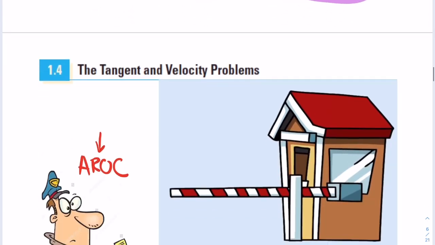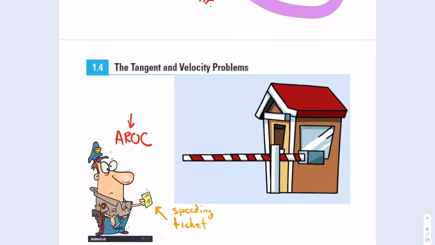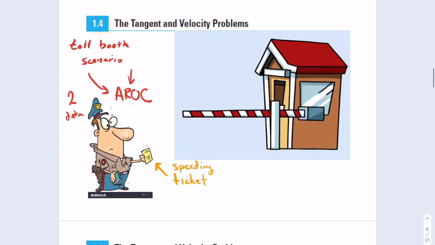Okay? So what I want you guys to do is remember this, because we're going to refer back to this even when we're learning new concepts in January or February, okay? This right here is called the toll booth scenario. It's an example of an average rate of change. This guy needed 2 data points, or 2 receipts in this case, to prove that you were speeding. Okay? That's the toll booth scenario.